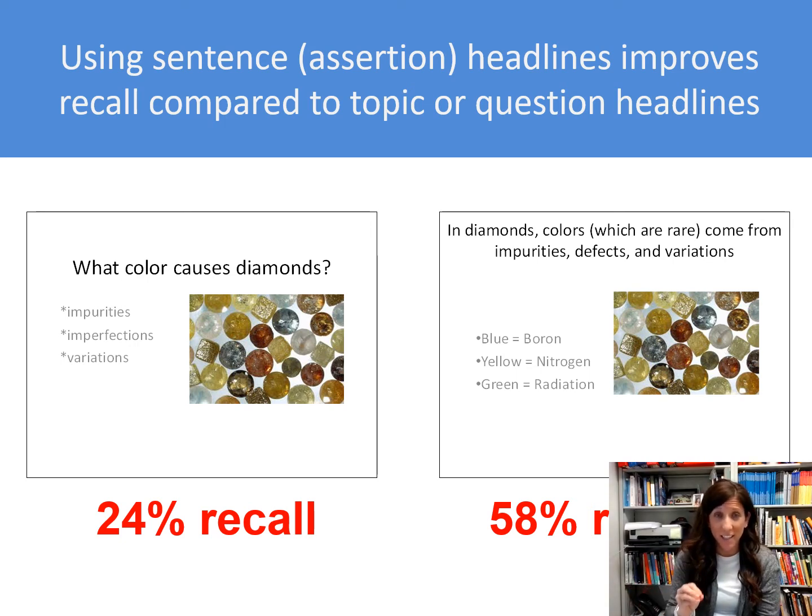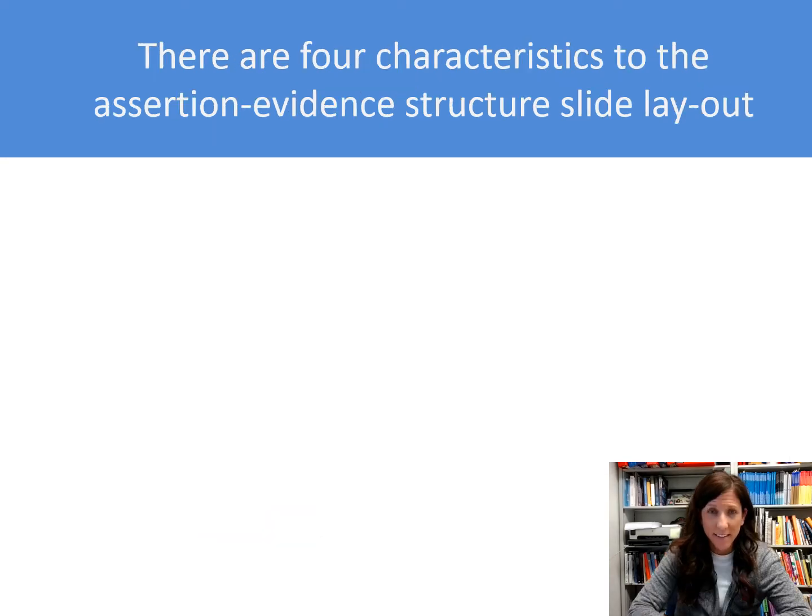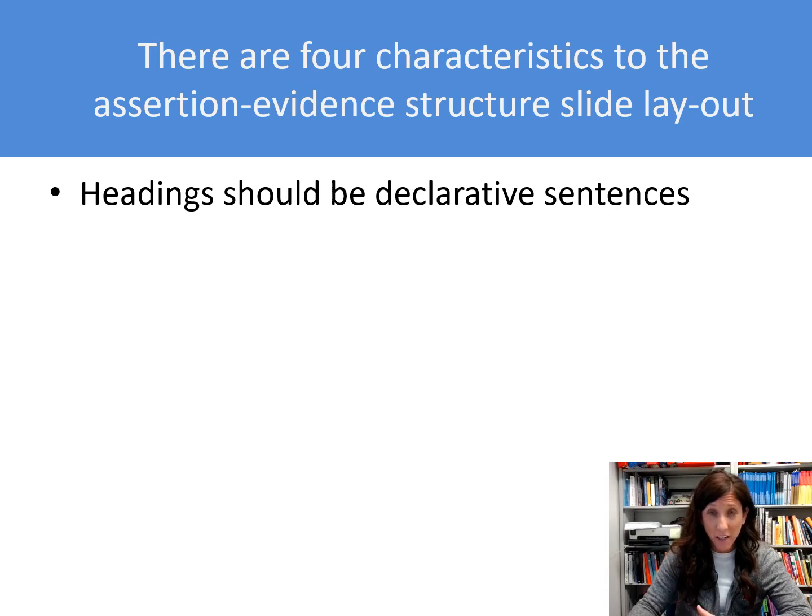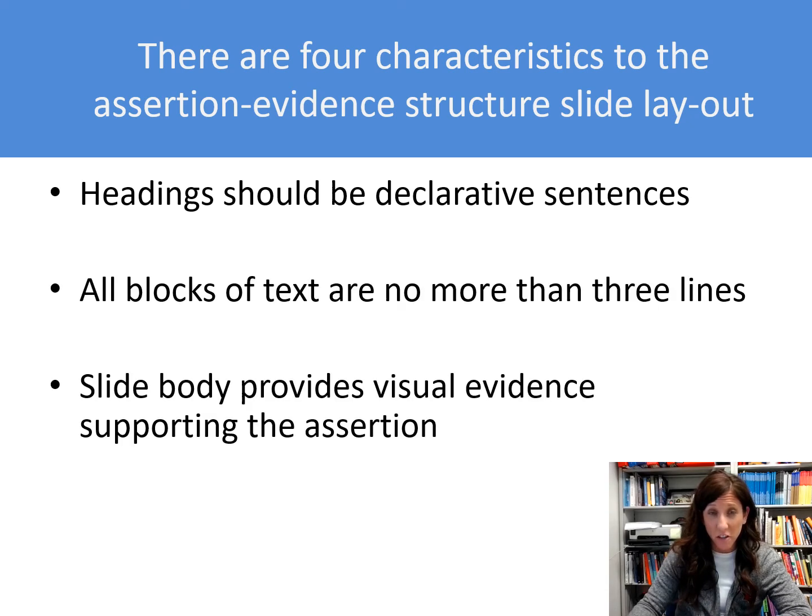Okay? So in this case, regardless of the example that I'm using here, hopefully all of you can see this slide and right off the bat say, oh, okay, one step of the assertion evidence model is using sentences as headlines. Okay, so again, that's one strategy for this assertion evidence structure approach. Okay, so let's go ahead and talk about some additional characteristics of the assertion evidence structure.